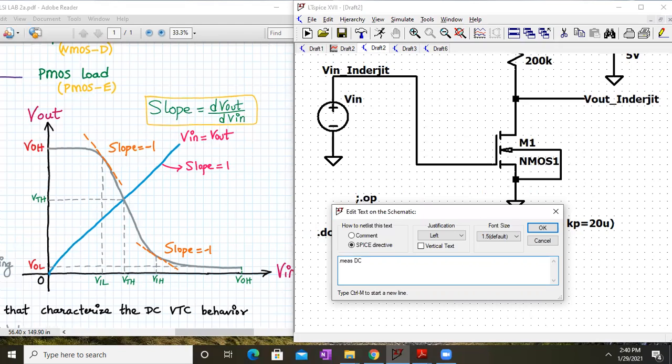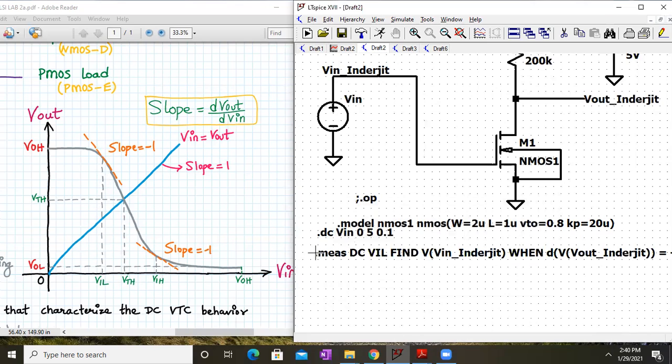DC, and let's say we want to save the value as VIL, right? And you can write find V of Vin. So find Vin, we have put the label over here. You remember we are finding the slope when dVout by dVin is equal to -1. So we are writing when dV of Vout, you have to write the label over there, V of Vout, bracket close, is equal to -1. Okay, so that's what we have to write over here. This statement will give it to you directly the value of VIL. It will store it as VIL.